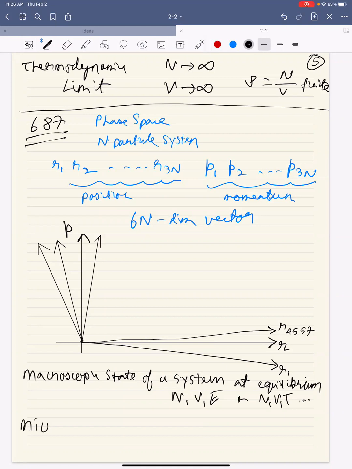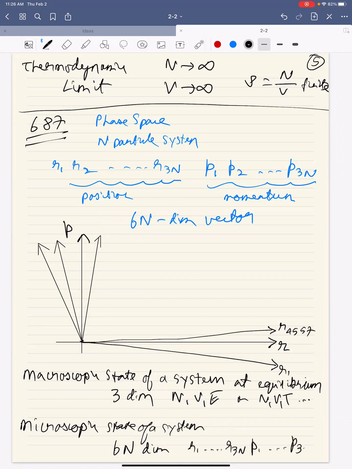Today, we are also going to talk about the microscopic state of a system. And the microscopic state of a system needs 6n numbers to characterize every coordinate and every momentum of every atom in the system. That is your microscopic state. So the macroscopic state is 3-dimensional, while the microscopic state is 6n dimensional, and it needs R1, R3n, P1, P3n. Okay?